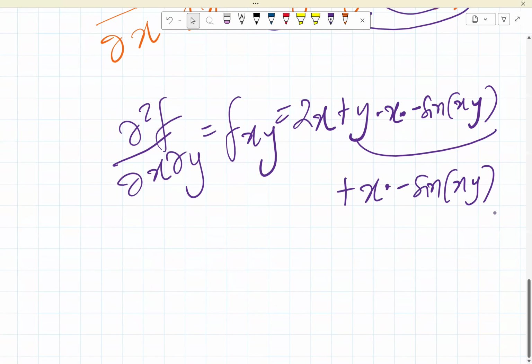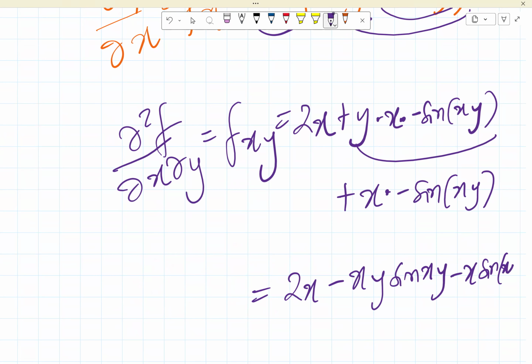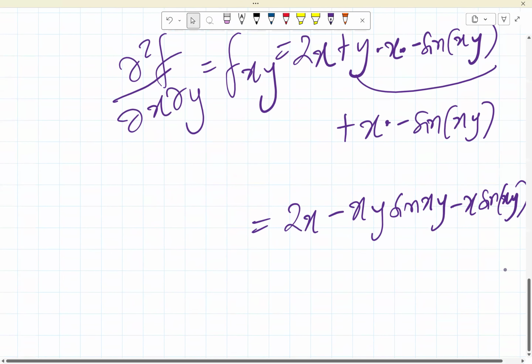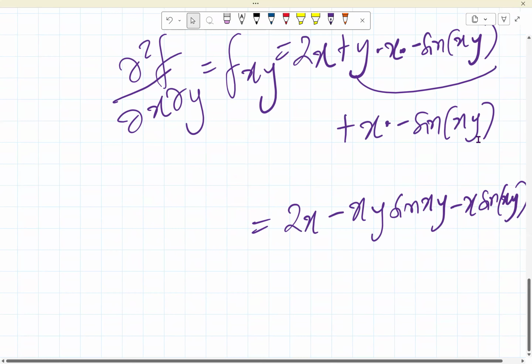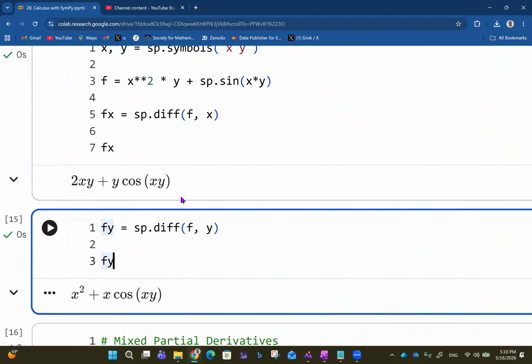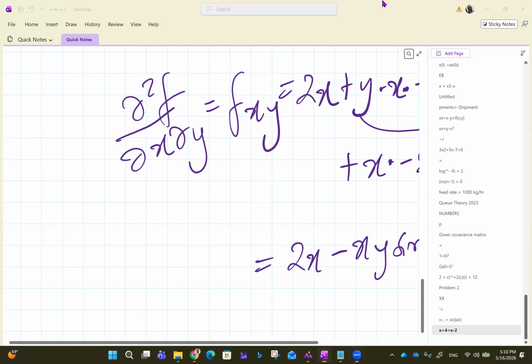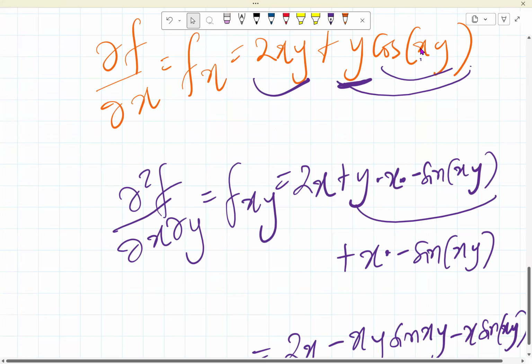So we can tidy all of this up now. So you have 2x minus xy sine xy, then minus x sine xy again. So that's 2x minus xy sine xy and minus x sine xy. We can, of course, factorize all of that and get something. Okay, what's happening here? I think I've done something. Okay, there's something I should have kept.